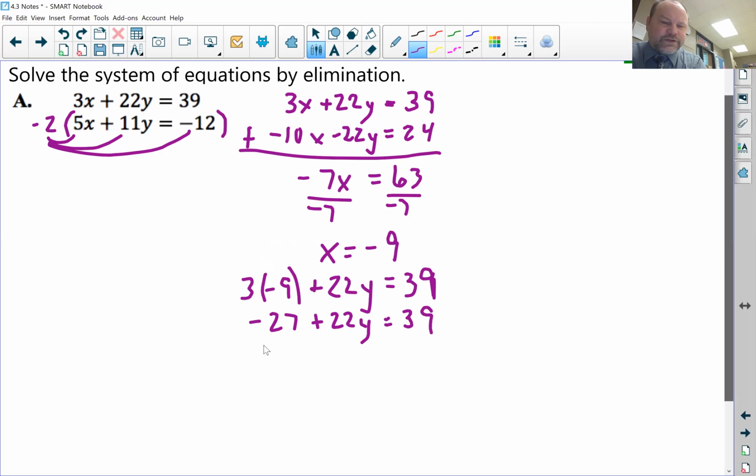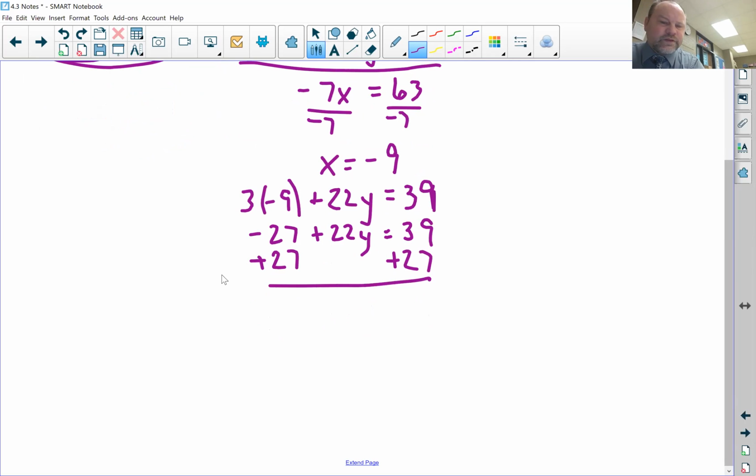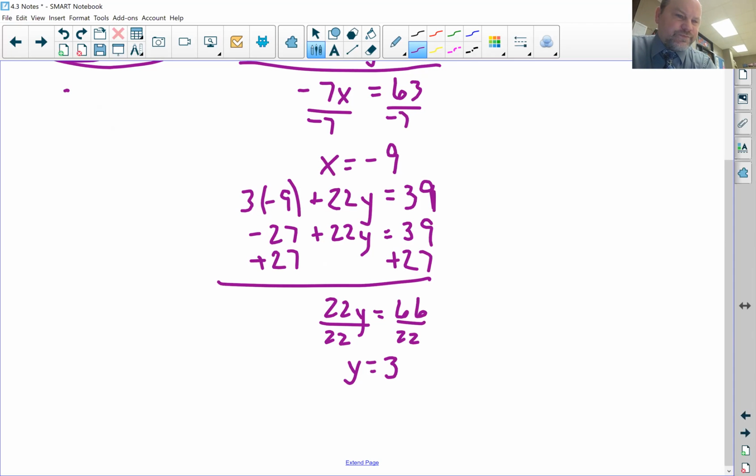I'm going to add 27 to both sides of my equation. So I get 22y equals 66. Divide both sides by 22. Y equals 3. So I think my solution is negative 9, 3.